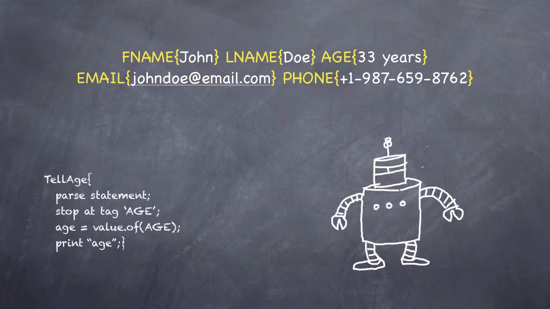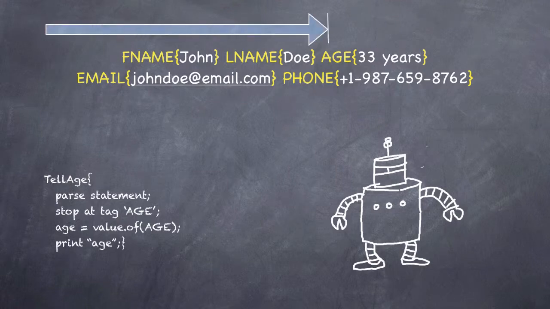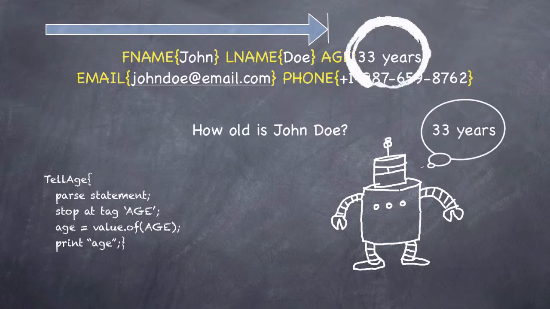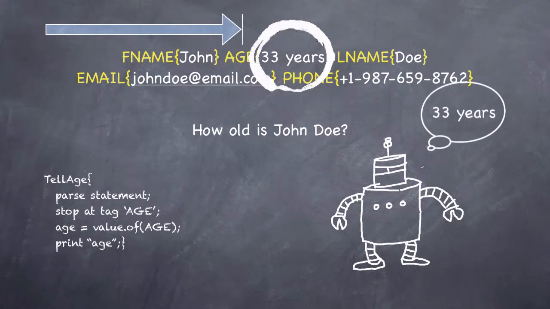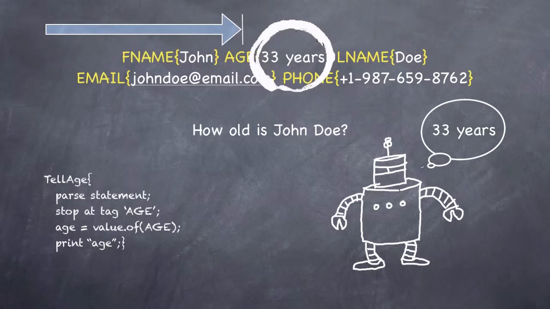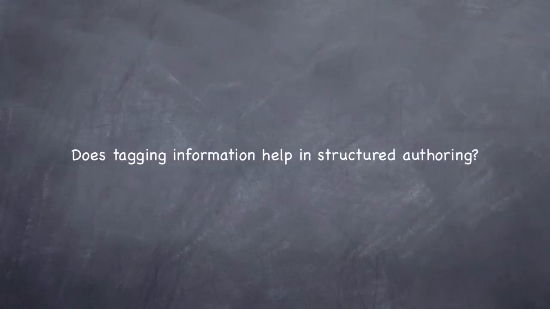I also write a simple program that will help the machine tell the age. The program will parse the statement till it comes across the tag AGE. The value inside the tag is the age. Now, no matter how I arrange the information, as long as the tags are there, the machine will be able to tell me the age of John Doe. Can we implement similar tagging to help us with structured authoring?